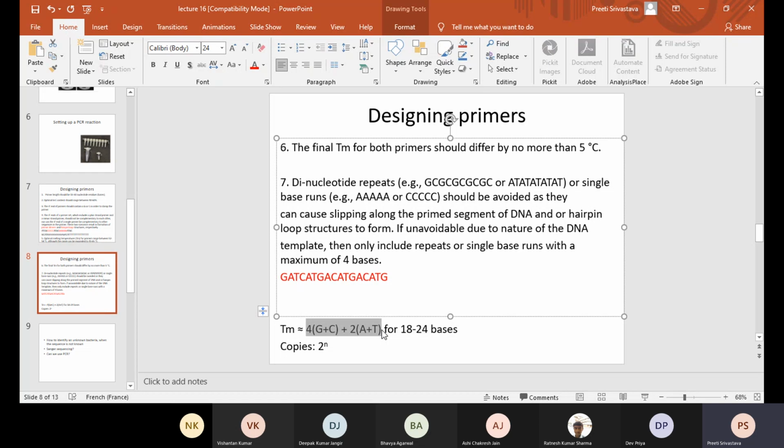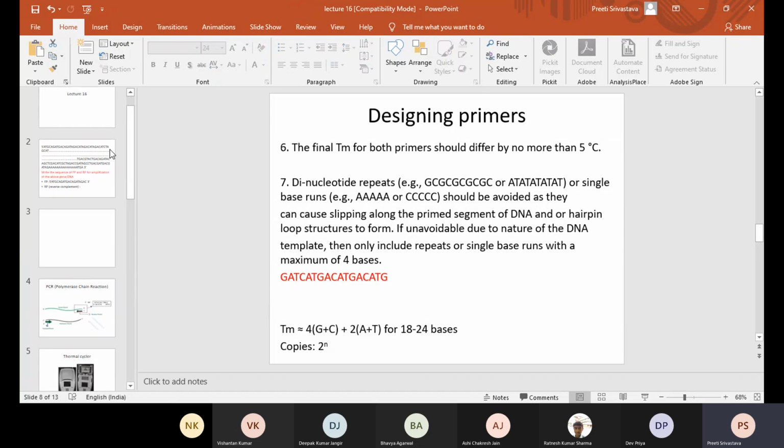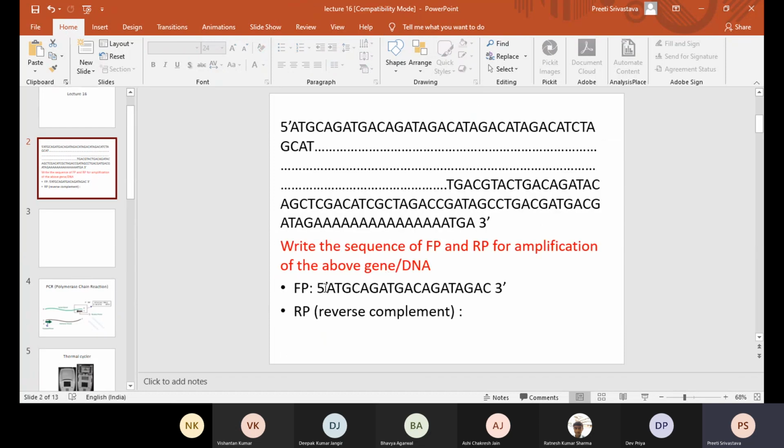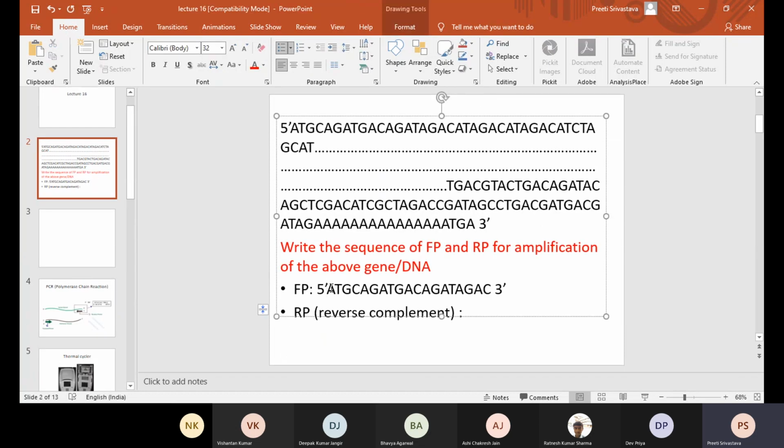But manually, if you want to calculate, then this is the formula: 4 into (G plus C) plus 2 into (A plus T). So let us try doing it for the primer that the class has designed. Try calculating for this one, and let's see what values you are getting. 4 into (G plus C) plus 2 into (A plus T).